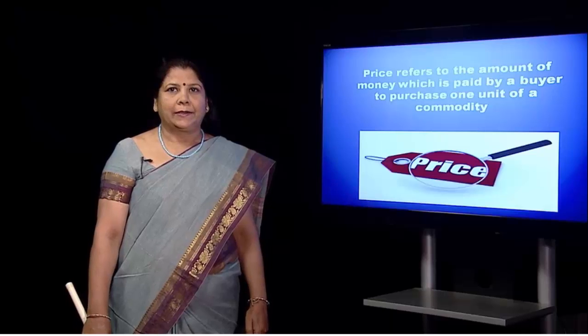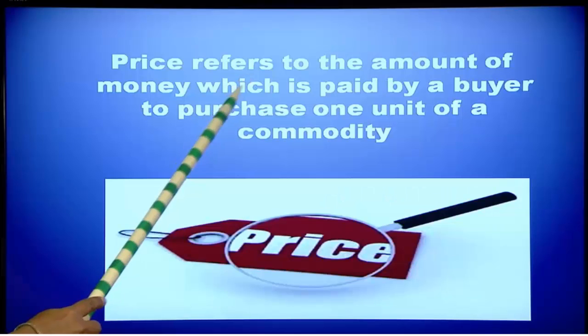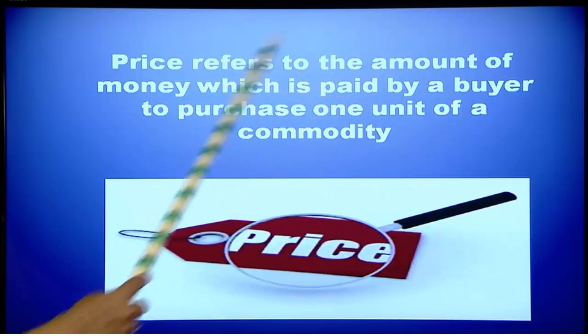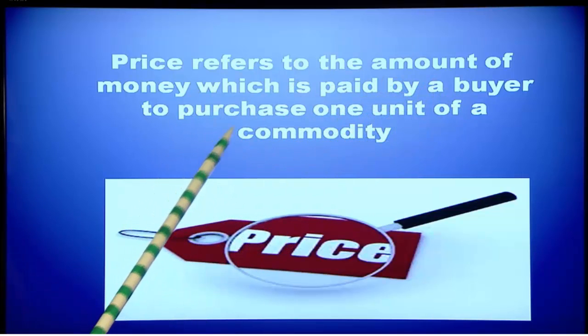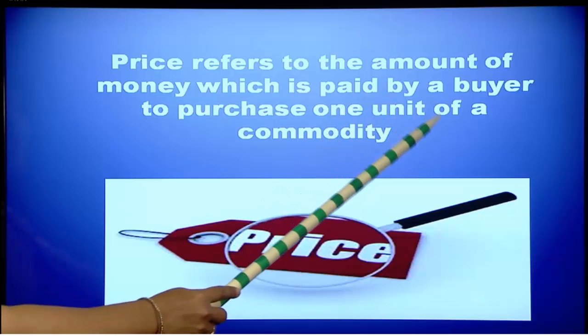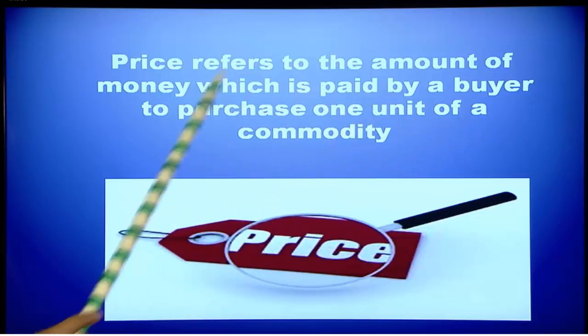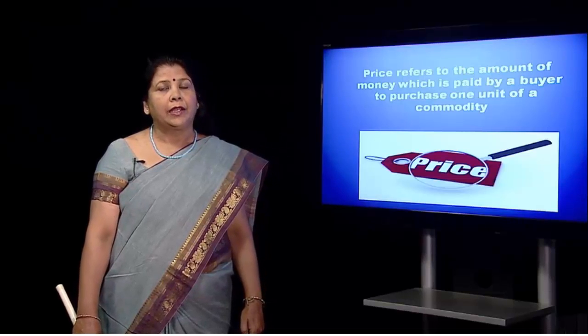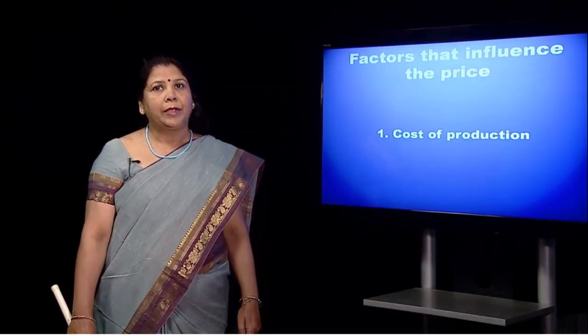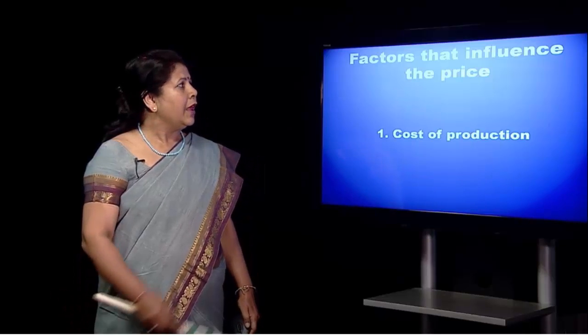Let us first understand the meaning of price. What is price? Price refers to the amount of money which is paid by a buyer to purchase one unit of a commodity, and this price is what we are going to learn how it is determined in the market.